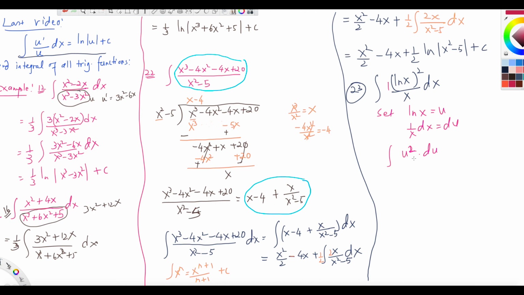So what is the integral of u squared? That will be u to the 3 over 3 plus c, right? That is the integral of u squared, because the formula for x to the n is x to the n plus 1 over n plus 1 plus c. That's what we have here. Now, our question is in terms of x, so we need to plug back in terms of x. So that will be 1/3 natural log of x, cubed, plus c. That is the final answer.